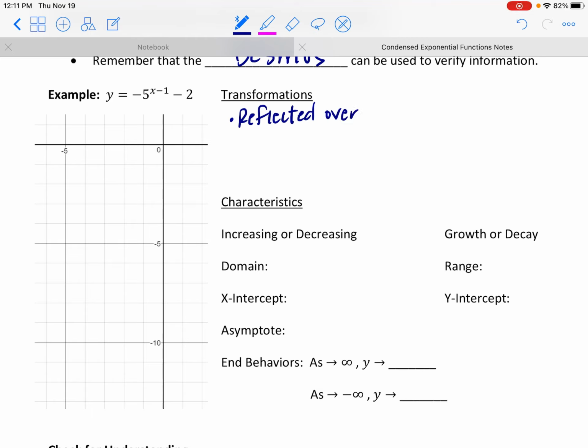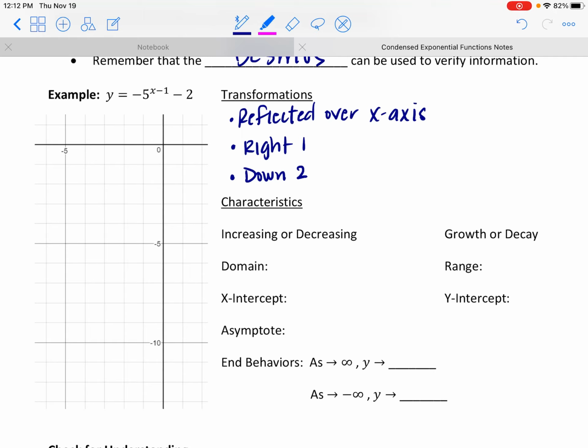Reflected over the x-axis. And then there's a minus 1 in the exponent, which is making our graph go to the right 1. And then there's a minus 2 after our function, which is going to make the graph shift down 2. Okay? So let's take care of that reflection first.